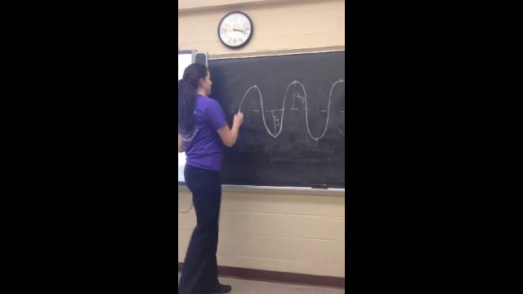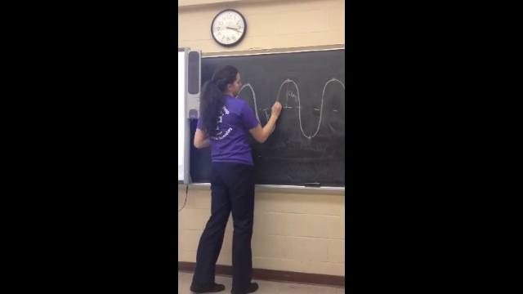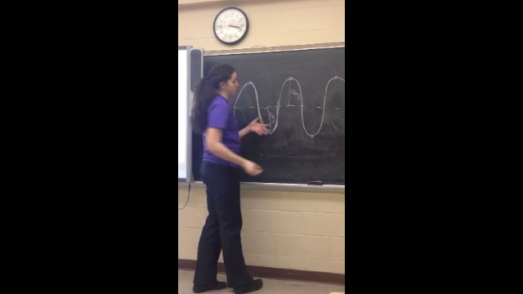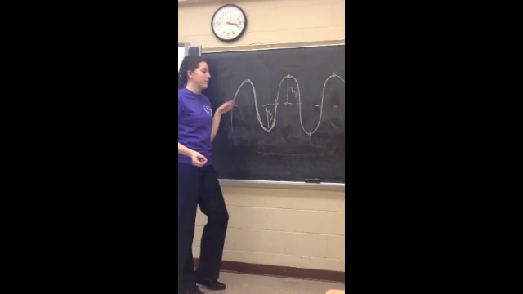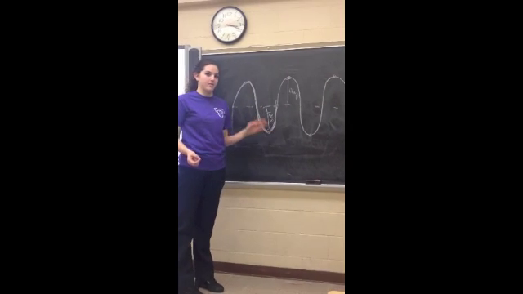A period is one oscillation. So in this case, that would just be like that wavelength. So it's the time it takes that one oscillating wavelength to happen, that one oscillation.